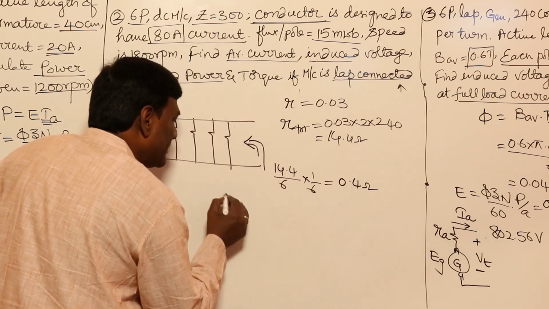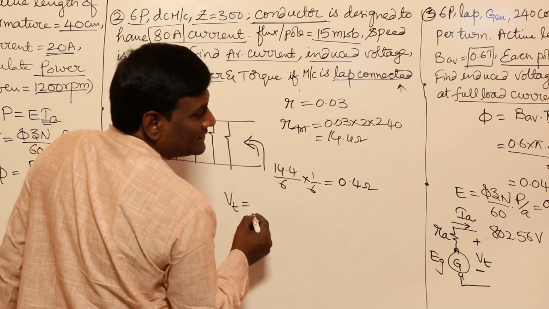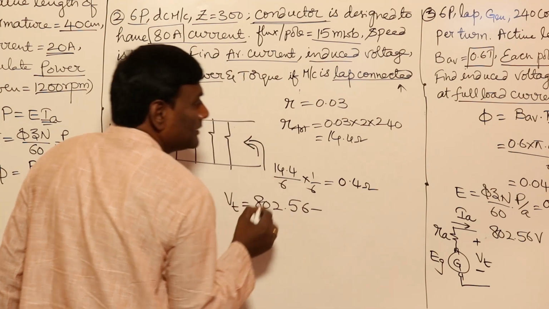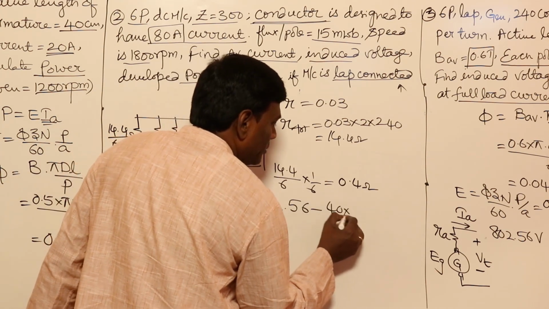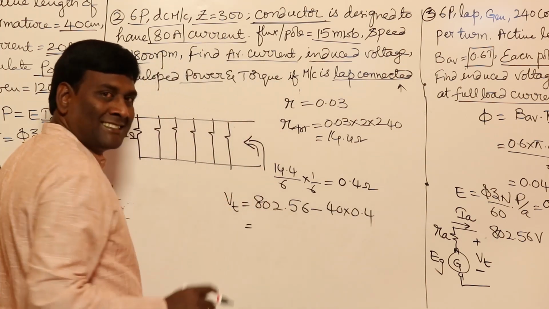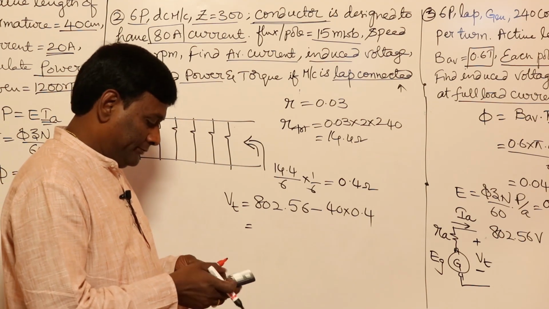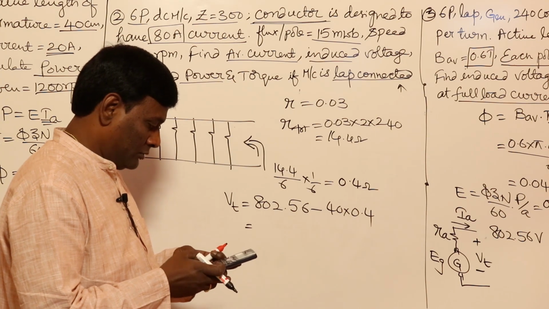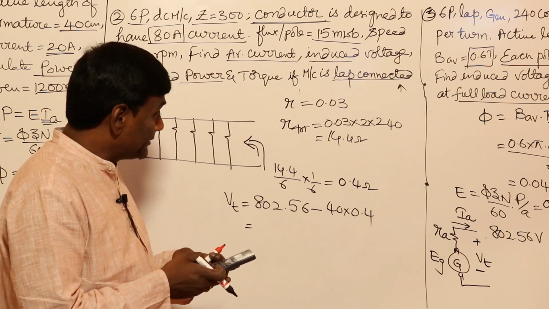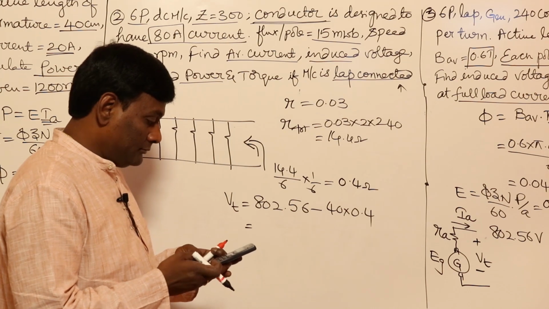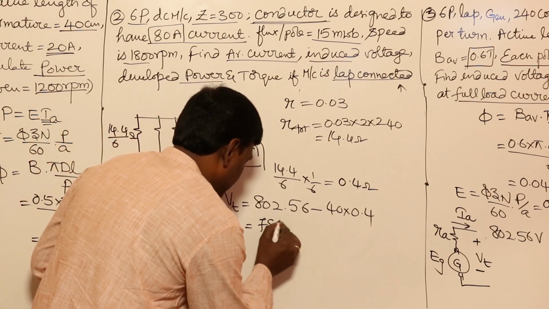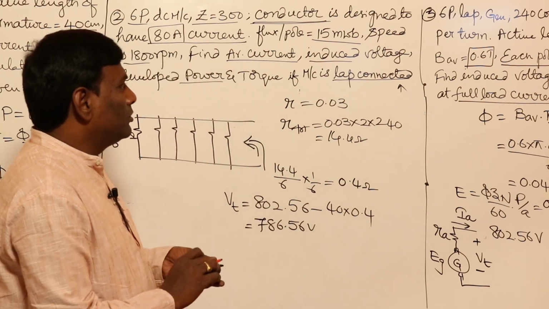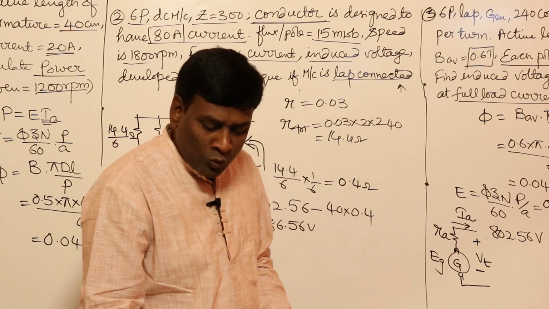Now how much is the terminal voltage? The terminal voltage equals EG, which we got as 802.56, minus IA into RA, which is 40 amperes into 0.4, equal to 16. So 802.56 minus 16 gives 786.56 volts.